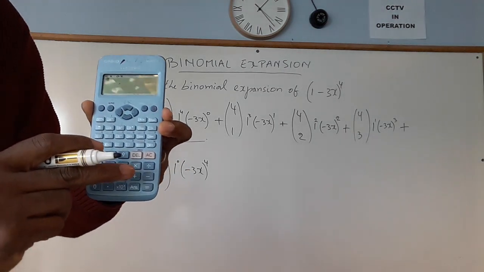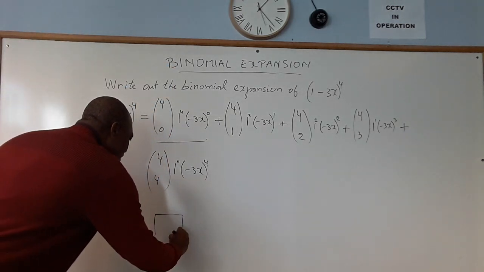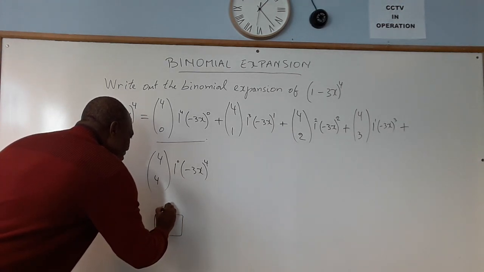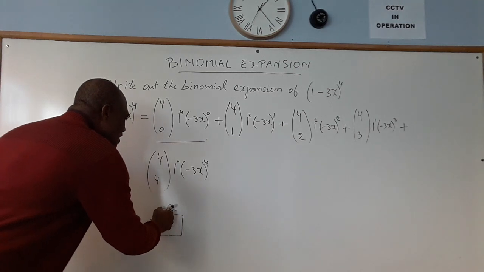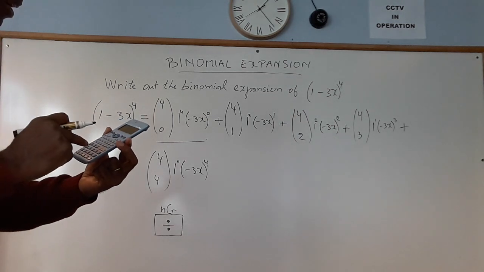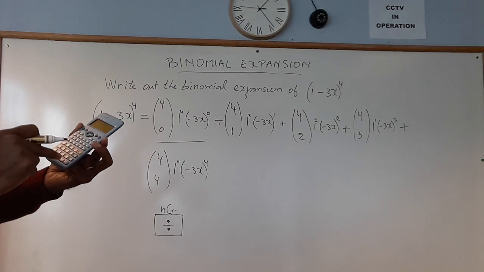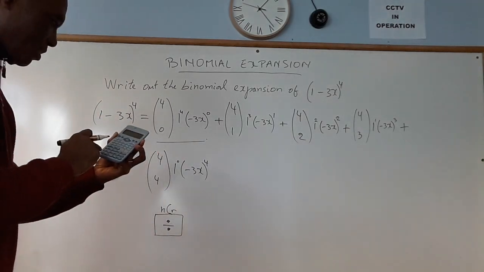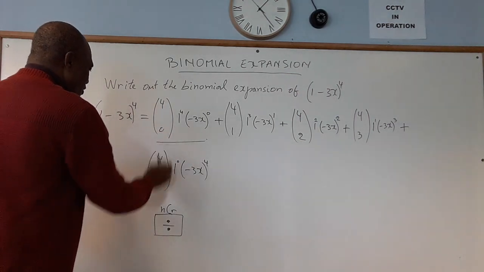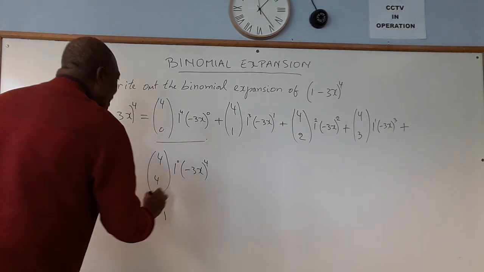On the Casio calculator, when you see this, nCr is what we need. So we are going to press this after pressing shift. So I press that button and then I enter 0. This will give me 1. So this term will give me 1. So this bracket will give me 1.